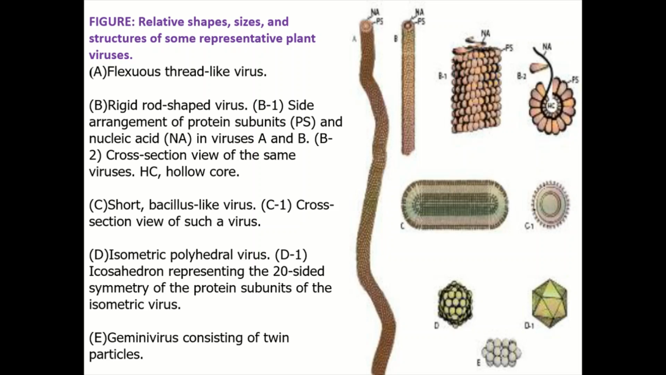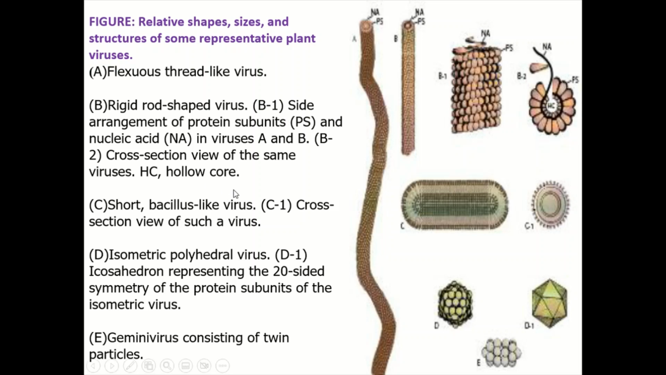For example, in A, you can see these flexuous thread-like viruses. The virus protein coat is around the virus, enclosing or encapsulating the nucleic acid molecule inside. In B, there are different kinds. In the rod-shaped viruses, in B1, you can see the side arrangement of protein subunits, and the nucleic acid is inside these subunits. Viruses A and B both have a similar kind of structure. Here you can see this hollow core that has the nucleic acid inside the hollow core.